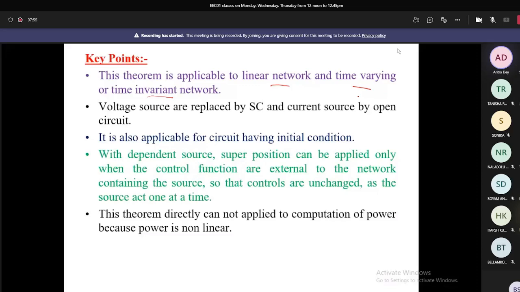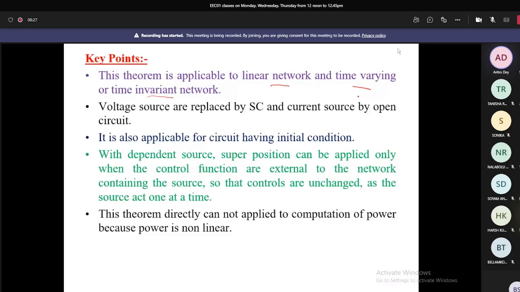It is also applicable for the circuit having initial condition. So this is applicable when you have a charged capacitor or charged inductor in an AC circuit. So that doesn't apply for the DC network theorem, right? But it is also applicable for the initial condition. Say you have two charged capacitors and you discharge them through a particular resistive network. So there also you can take each capacitor at a time and you can get the net effect through that particular resistor.